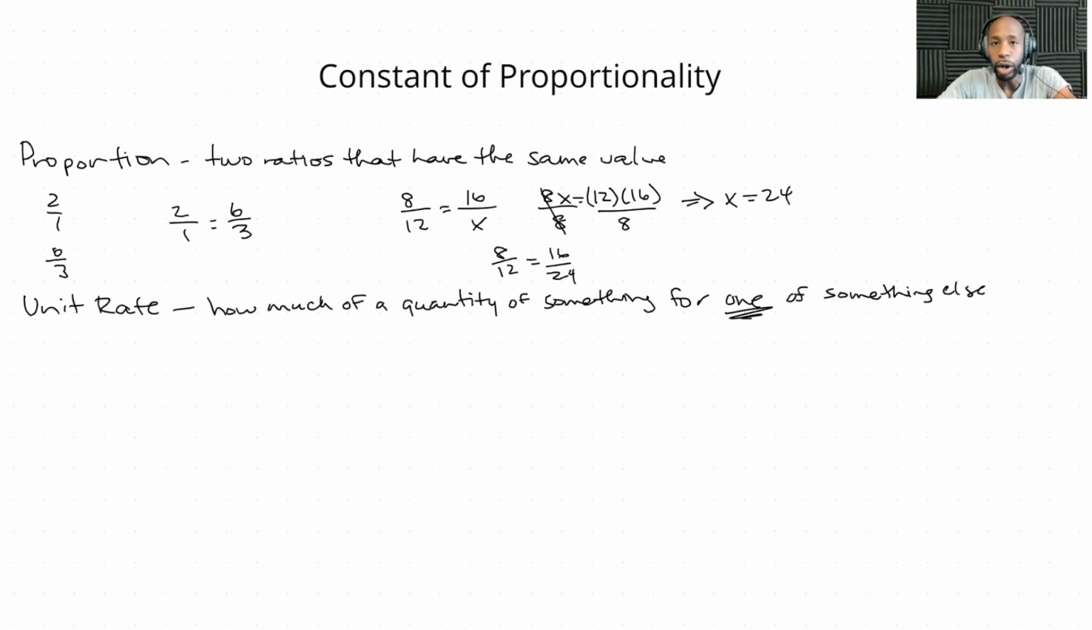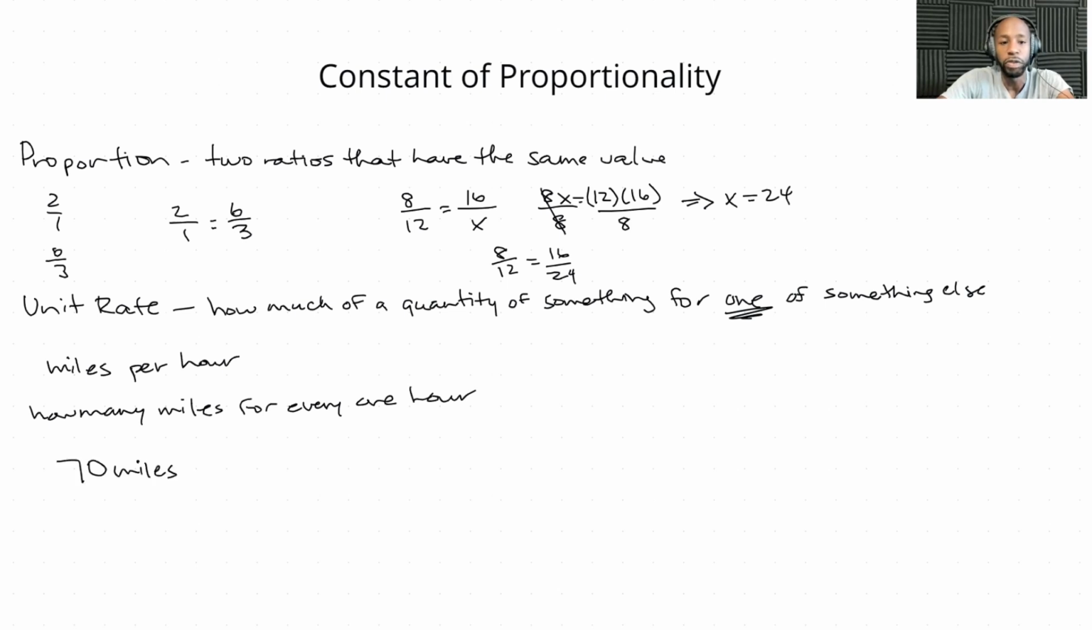When you're driving in a car, the speed is a unit rate because it is miles per hour. Or in other words, how many miles you drive for every 1 hour. So for example, if you're going 70 miles an hour, you're doing 70 miles for every 1 hour. This is what that means. Now, you could also represent this as 140 miles for every 2 hours.